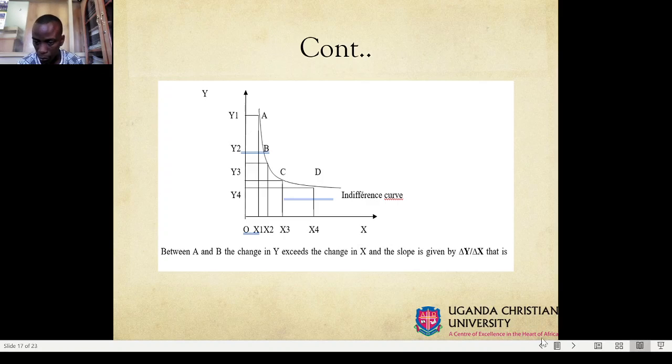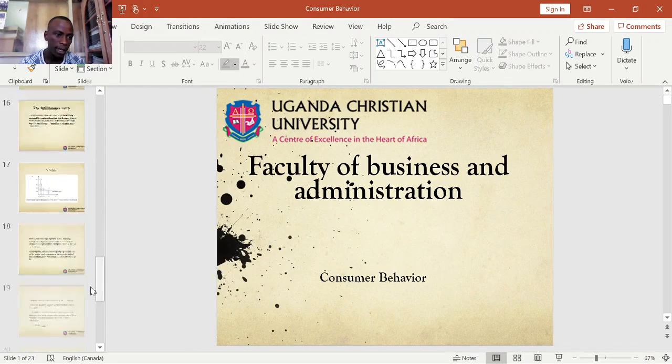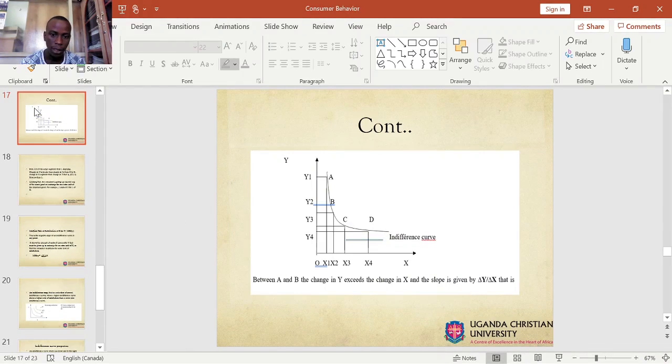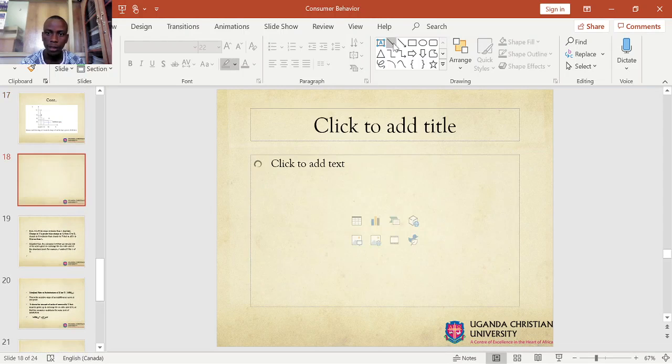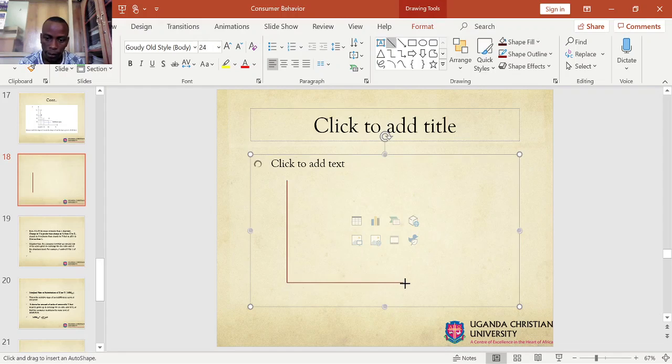Let me try to illustrate this curve more. Let's get back and illustrate more of that indifference curve. Let's draw this curve again and then we illustrate it.